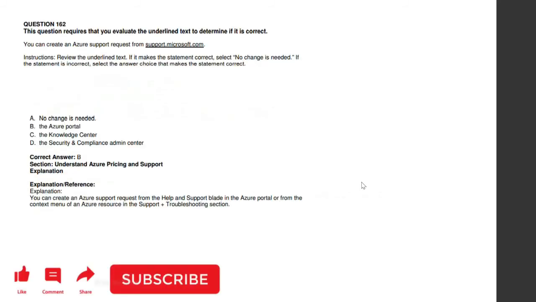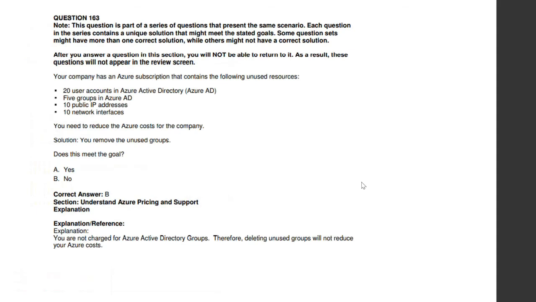Moving to the 162nd question, you can create an Azure support request from a dash. You have to find the answer for that. It's the Azure portal, everyone knows that. Moving to the 163rd question, this question is part of a series of questions that present the same scenario. Each question in the series contains a unique solution, so you know how this question is coming. This is the same question which we saw previously.